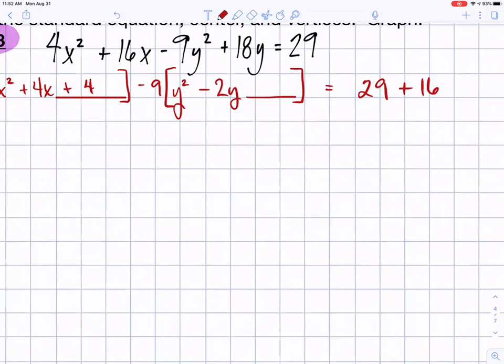So now let's go to the y's. What's my b value? Negative 2. Take half: negative 1. Square it: 1. What will I do with that? Yeah, so I'm on the inside of the bracket, I'm going to add the 1. But truly, it's not a 1. What is its value? It's a negative 9. So if I put a -9 on the left, I must put a -9 on the right.